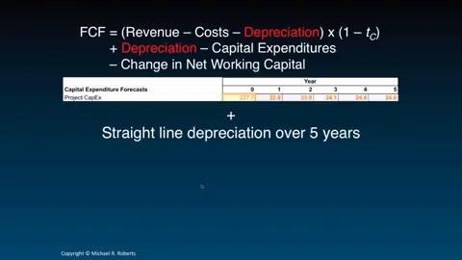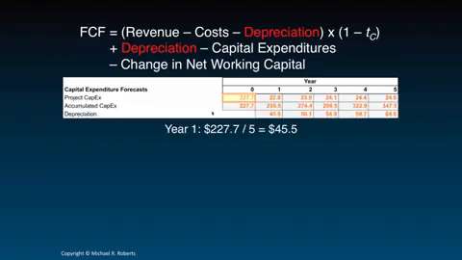Now, we're going to assume we're going to straight line depreciate this capital expenditures over 5 years. What that means is 1/5 of the capital stock is going to depreciate each year. So what I'm going to do to make things a little bit easier is create a row of accumulated capital expenditures. That's nothing more than the current plus all previous capital expenditures.